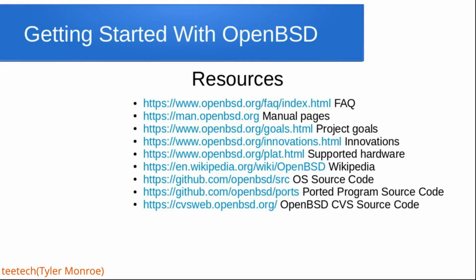You can go there and just see where the project's going and get a feel of why they're security focused and things like that. Another page that's a really good read is the innovations. This tells you all the cool security things they have implemented in the operating system. The platform page is supported hardware. It gives you an idea of all the different hardware that OpenBSD can run on, because it's much more than just 64-bit and 32-bit machines. Next is Wikipedia. Just reading through there, there's a lot.